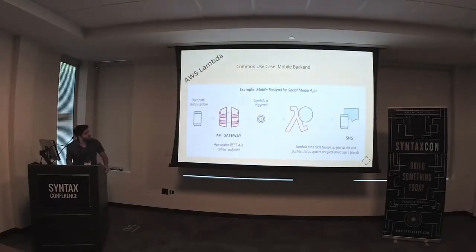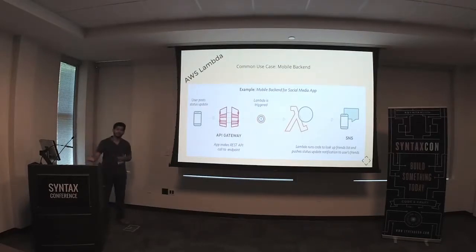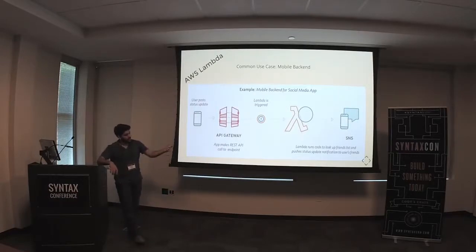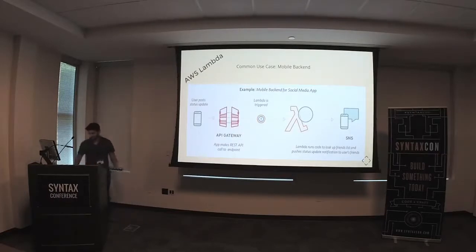The same way with the mobile stuff. You've got a person sending status updates to another person, and that'll go through our API gateway, trigger a Lambda, and then send a notification to the other person who got tagged in, say, a status or something.